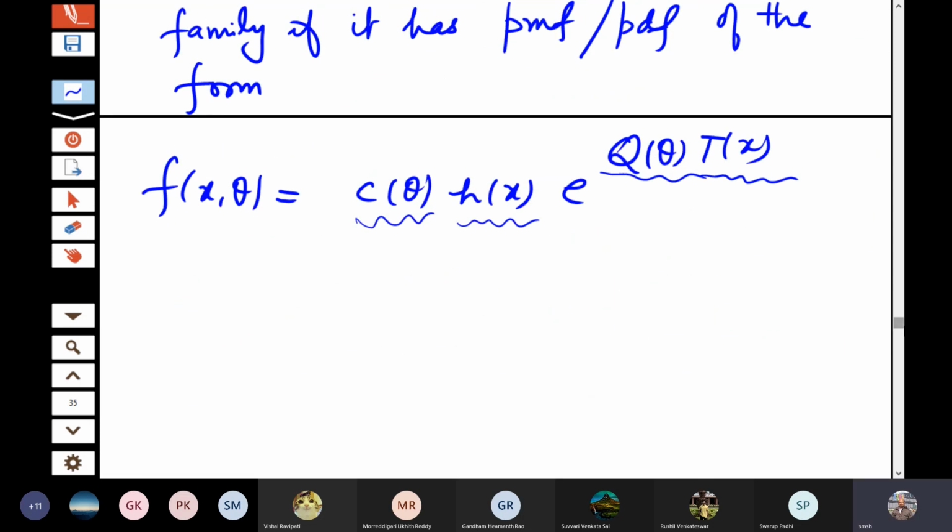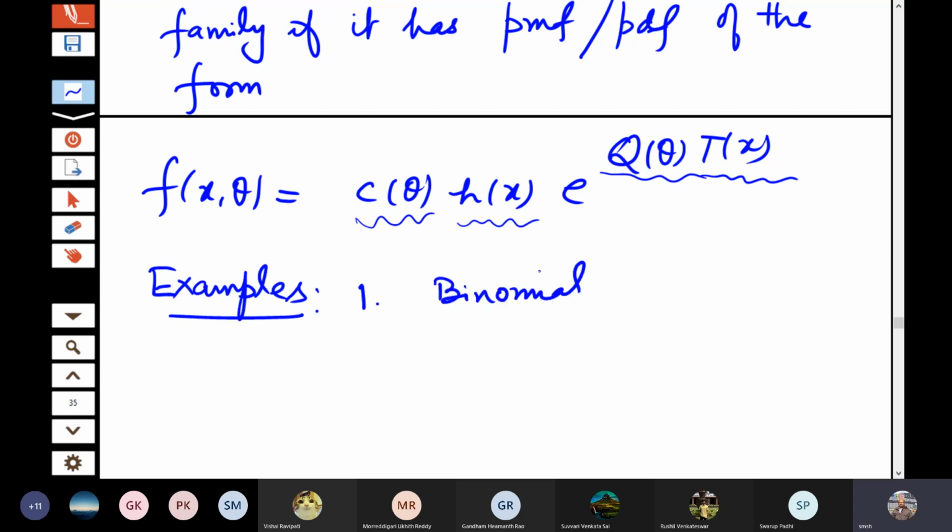Okay, why are these important? Actually, these were introduced in the 1930s by R.A. Fisher, because he observed that some of the standard distributions that are there actually belong to this. So let me show you that the standard distributions that we consider are actually in this.